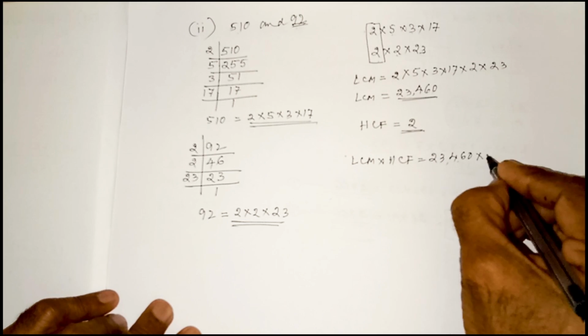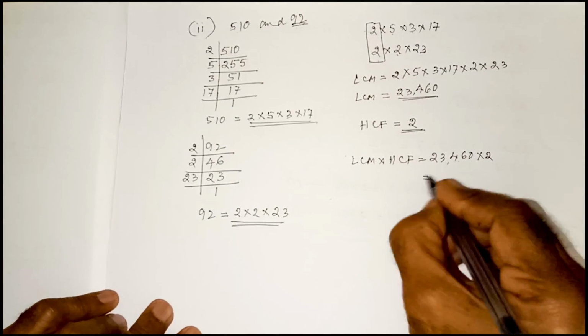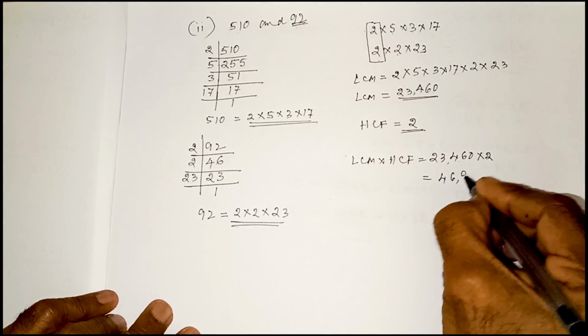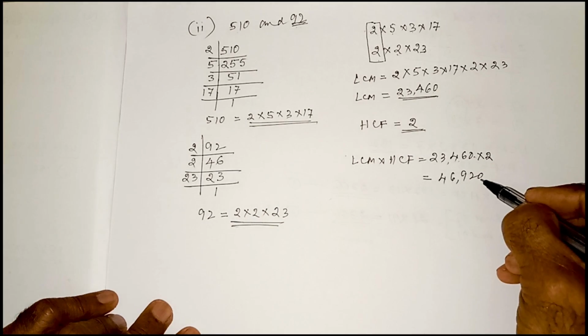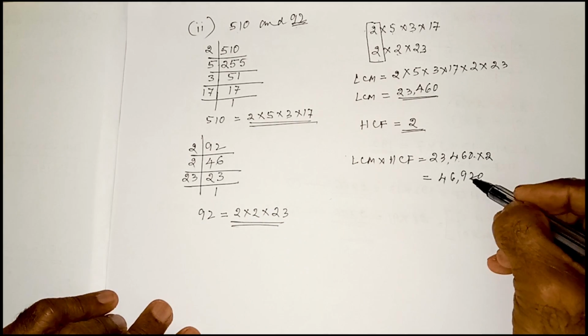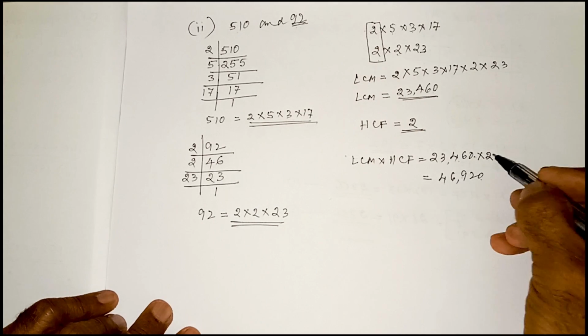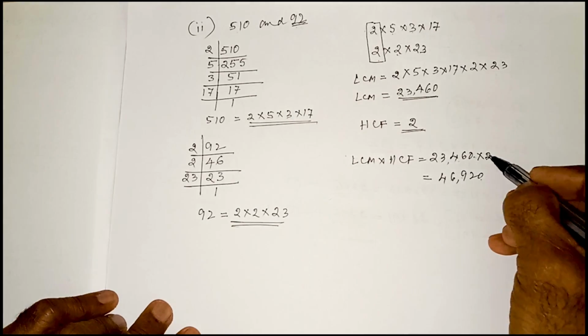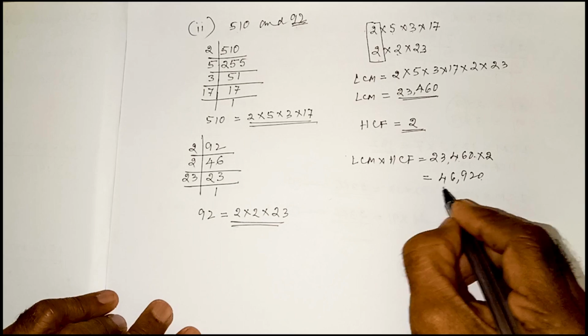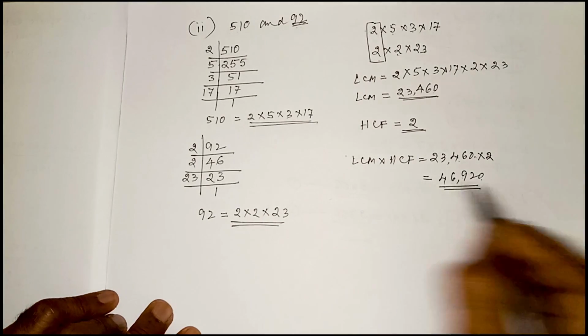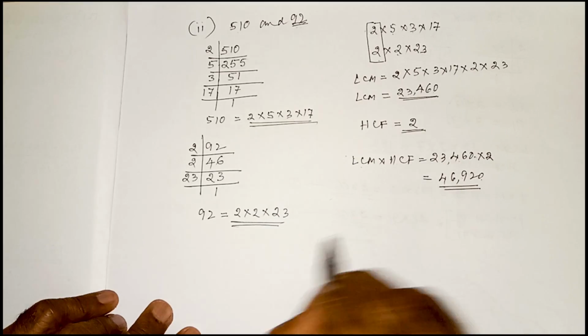23,460 into 2. That gives you 46,920. 2 into 0 is 0. 2 into 6 is 12. Carry 1. 2 into 4 is 8. Plus 1 is 9. 2 into 3 is 6. 2 into 2 is 4. That's how you got it. This is the product of LCM and HCF.